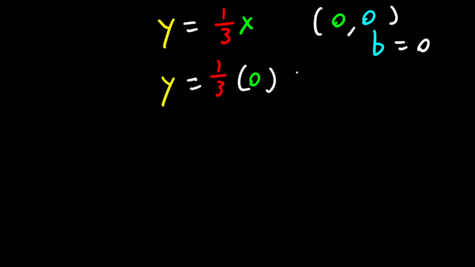1 over 3 times 0 is 0 because anything times 0 is 0. So this is going to be 0. So when x is 0, y is 0. So we're right. Now let's take a moment to think about the slope.